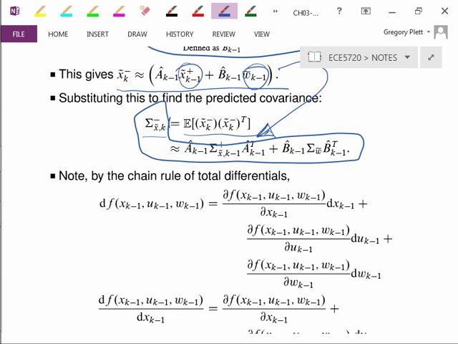We need to compute the derivatives of f with respect to its input arguments. And by the chain rule of total differentials, the total differential of f is equal to the partial of f with respect to the first input times the total differential of the first input, plus the partial of f with respect to the second input times the total differential of the second input, plus the partial with respect to the third times the total differential of the third.